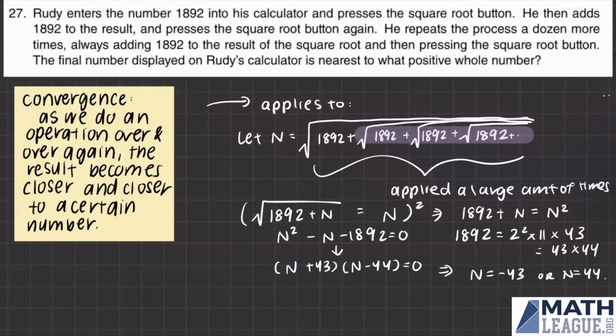As you can see, everything is taken under the square root sign there. That means that it can't be negative, because you can't have the square root of something be negative. Therefore, our answer is n equals 44. Let's take a look at the answer choices.